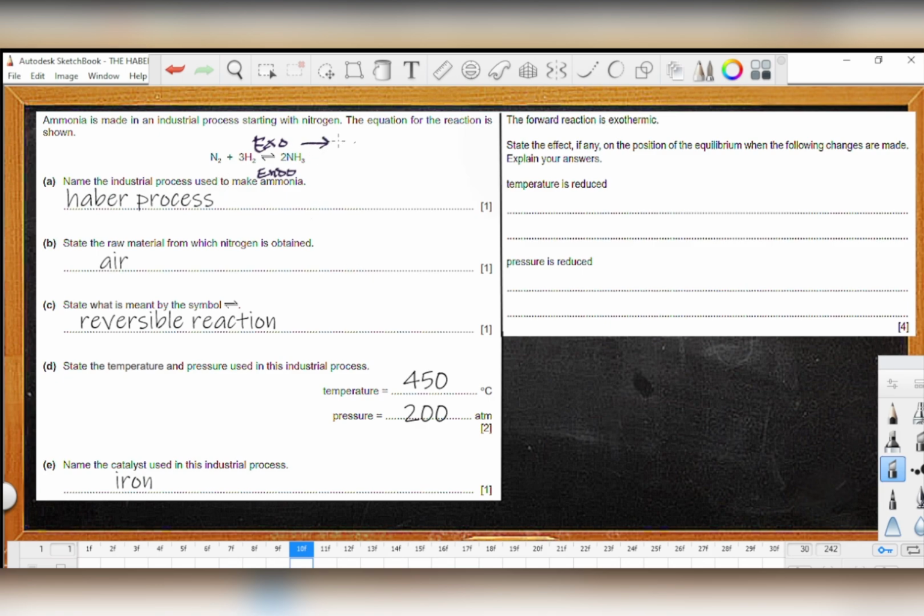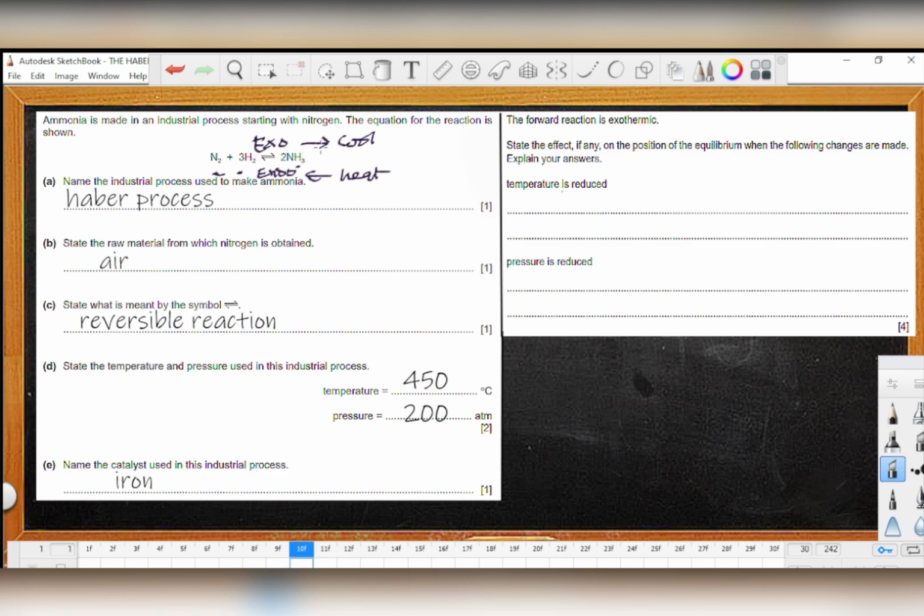Cooling favors this direction, but heating favors the opposite direction. So when you heat it up, more nitrogen and hydrogen are made, but when you cool it down, more ammonia is made, and the industry wants to make more ammonia. So they're supposed to operate at low temperature. But why are they not operating at that? We've settled that question. State the effect, if any, on the position of equilibrium when the following changes are made.